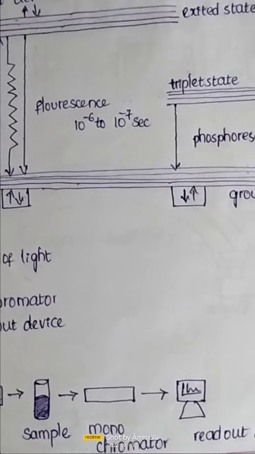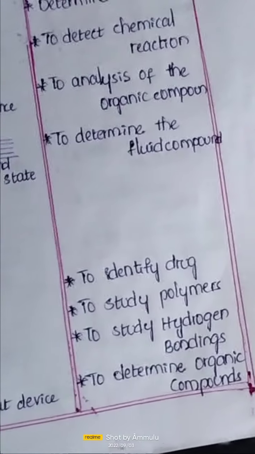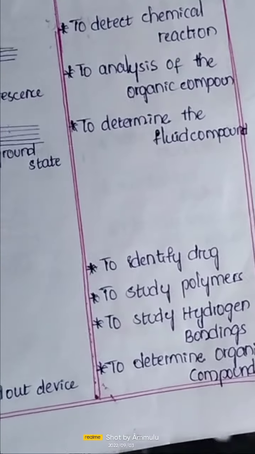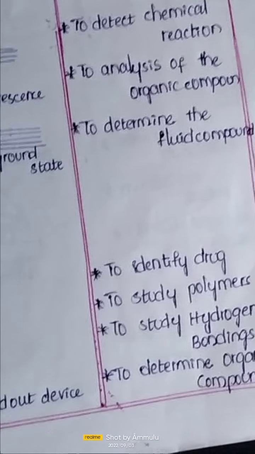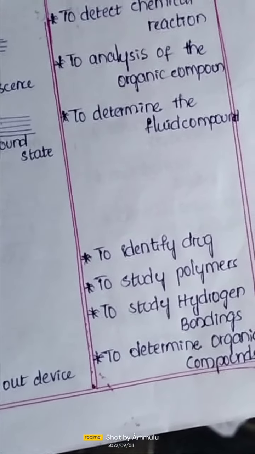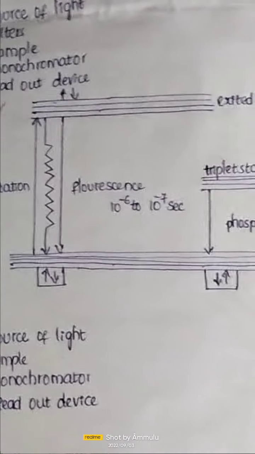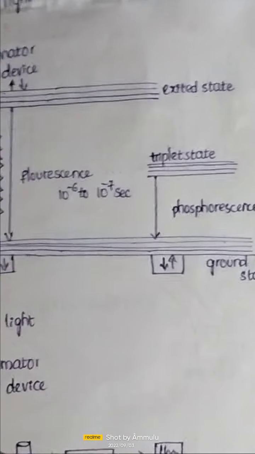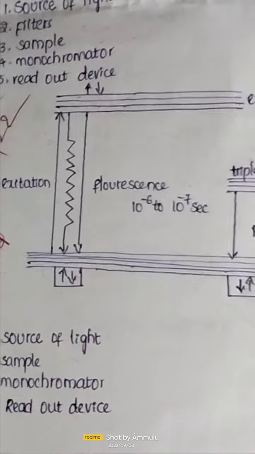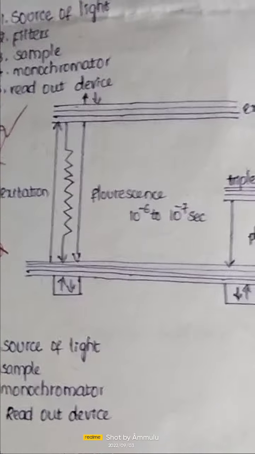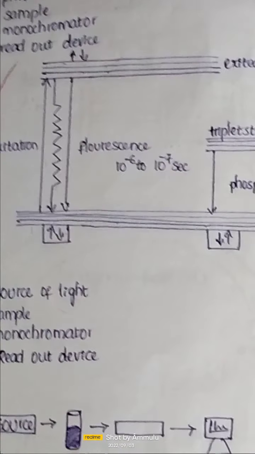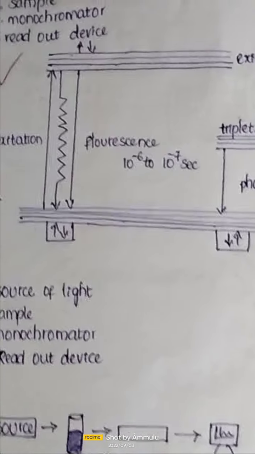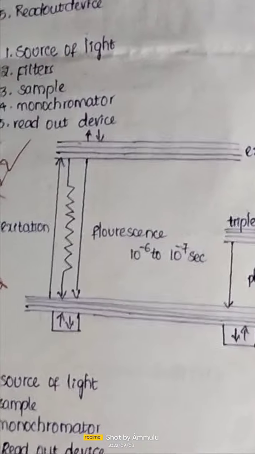This infrared spectroscopy is used mainly to identify the drug components, to study the polymers, to study the hydrogen bondings, and to determine the organic compounds. This is part 1 of the spectroscopy methods. These are 4 types of spectroscopy methods which are presented in instrumentation analysis.